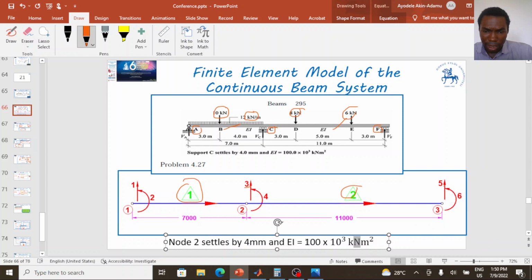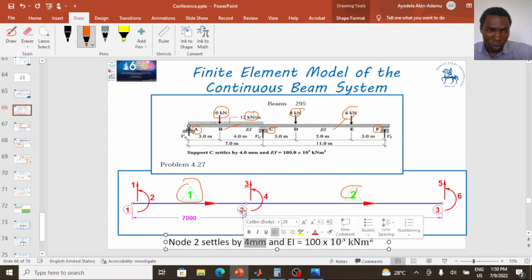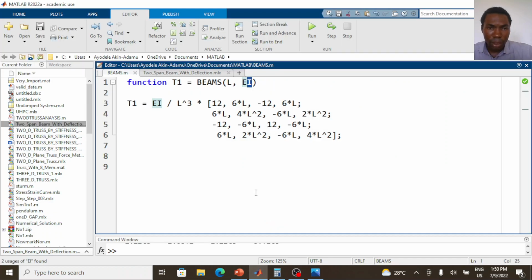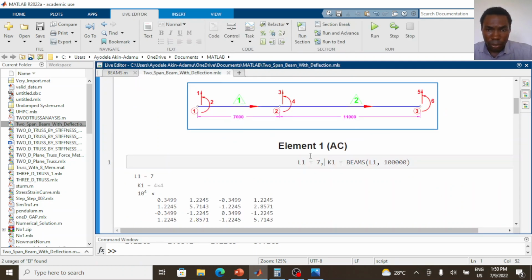So this is the flexural rigidity value. And we also need to consider, let's not forget, the 4 mm settlement at node 2. We'll consider this settlement while we're solving the problem. So for element 1, the first element, I define the length of the finite element 1 as 7 meters.